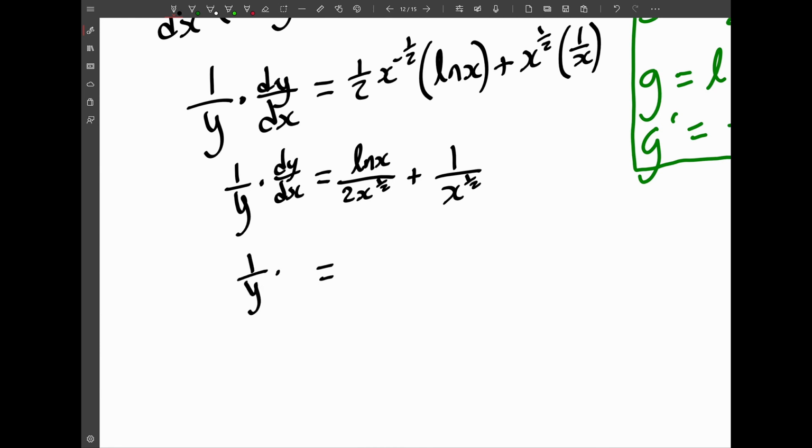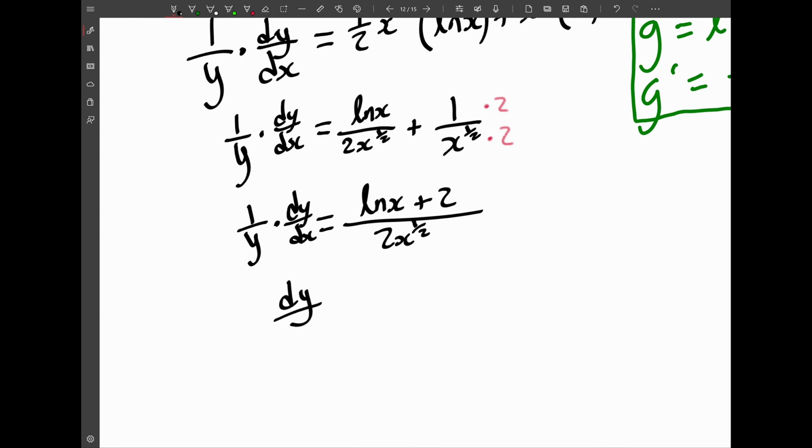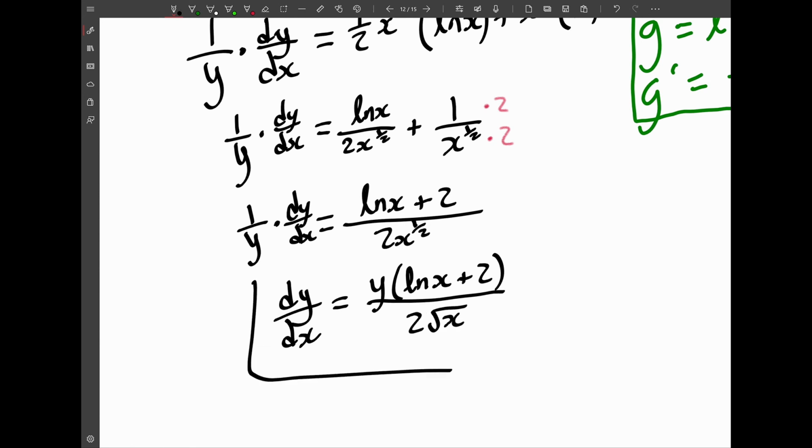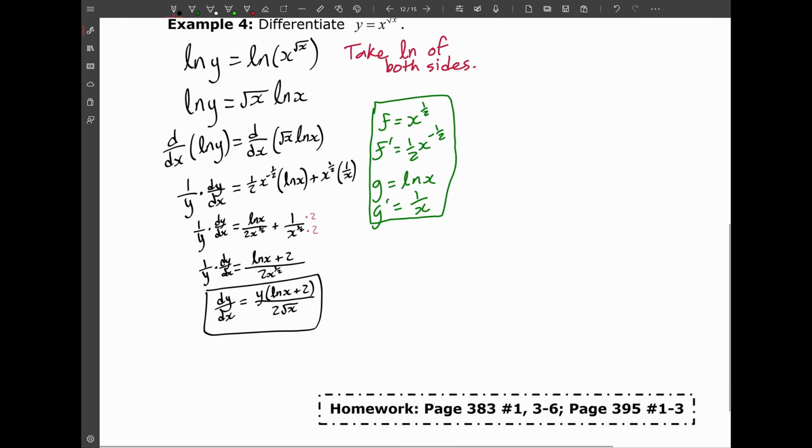So now I have 1 over y times dy dx is the natural log of x plus 2 all over 2x to the 1/2. I should get my common denominator here. All I did there was find a common denominator by multiplying the top and bottom of this fraction by 2. Now that I've got that, I'm almost done. Last step is to get dy dx by itself, which just means multiplying y to the other side. And I get y times the natural log of x plus 2 all over 2 root x. Dunzo. My cat left, so good timing, cat.